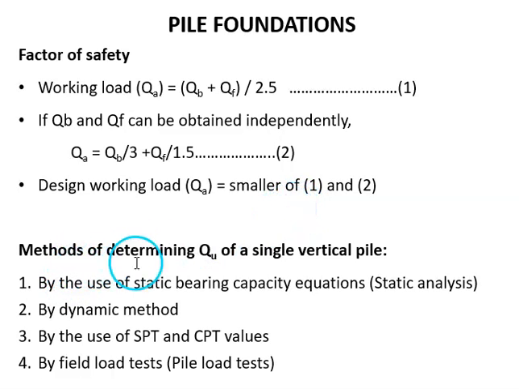There are various methods available to find the ultimate load carrying capacity of a single pile: by using static analysis, by using dynamic methods, by using SPT and CPT values, and also by using field tests such as pile load tests.